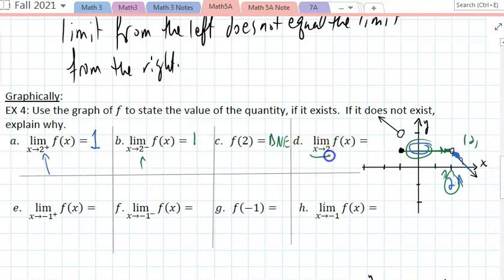What's the limit as x approaches 2? Well, if the limit from the left is 1 and the limit from the right is 1, it is 1. But f of 2 doesn't exist. Remember, limits never have to do with x equal to exactly, only around it. What if I take the limit as x approaches -1? There's -1 from the right. From the right side, I am on the graph.